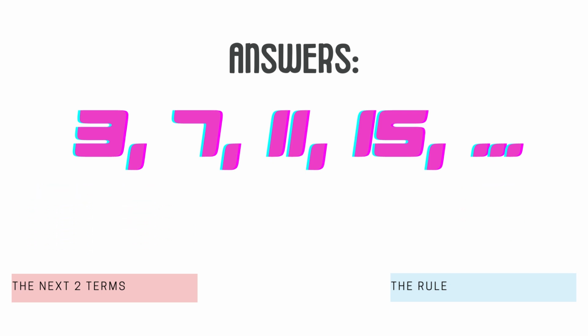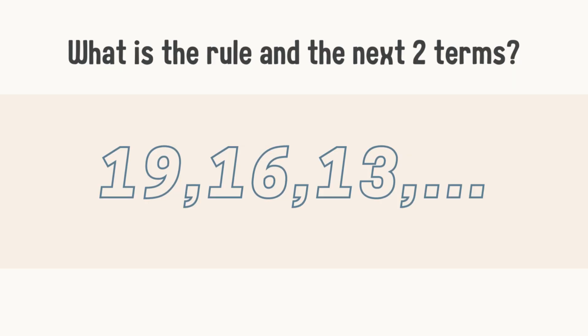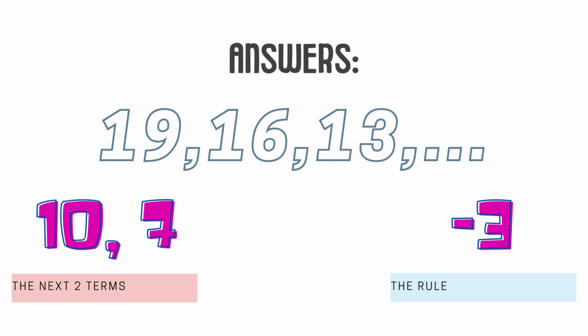We will go to the next exercise. What is the rule and the next two terms of this number sequence? Done. We will go to the answer page. The rule is minus 3. 19 minus 3 is 16. 16 minus 3 is 13. By knowing the rule, again, you will be able to find the next two terms. So 13 minus 3 is 10. 10 minus 3 is 7.